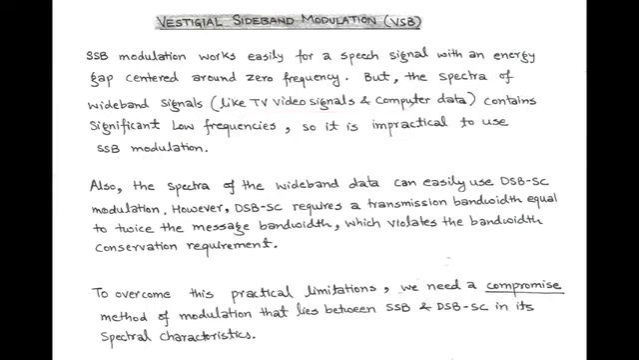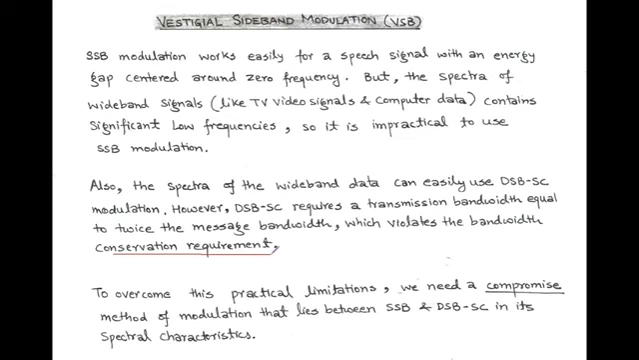Here, the spectrum of wideband signals like TV video or computer data can easily use the double sideband suppressed carrier modulation technique. But double sideband suppressed carrier requires a transmission bandwidth equal to twice the message bandwidth, and this breaks the requirement of the bandwidth conservation scheme.